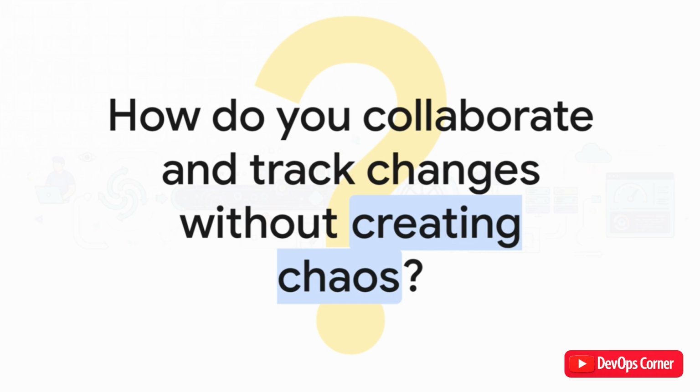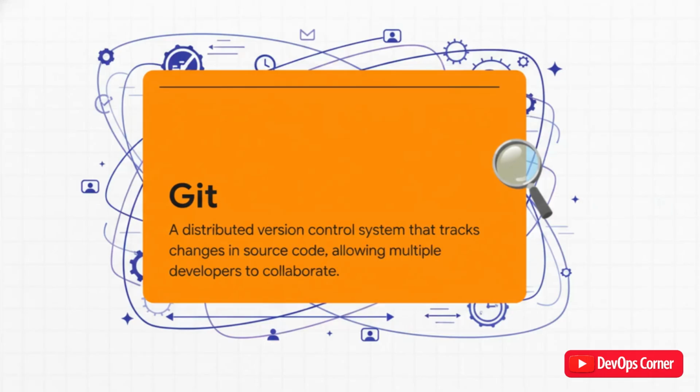I think we've all seen it. Emailing zip files named project_final_v3, I swear this is final.zip. It's a recipe for absolute disaster. We need a system, a single source of truth. And that system is Git.